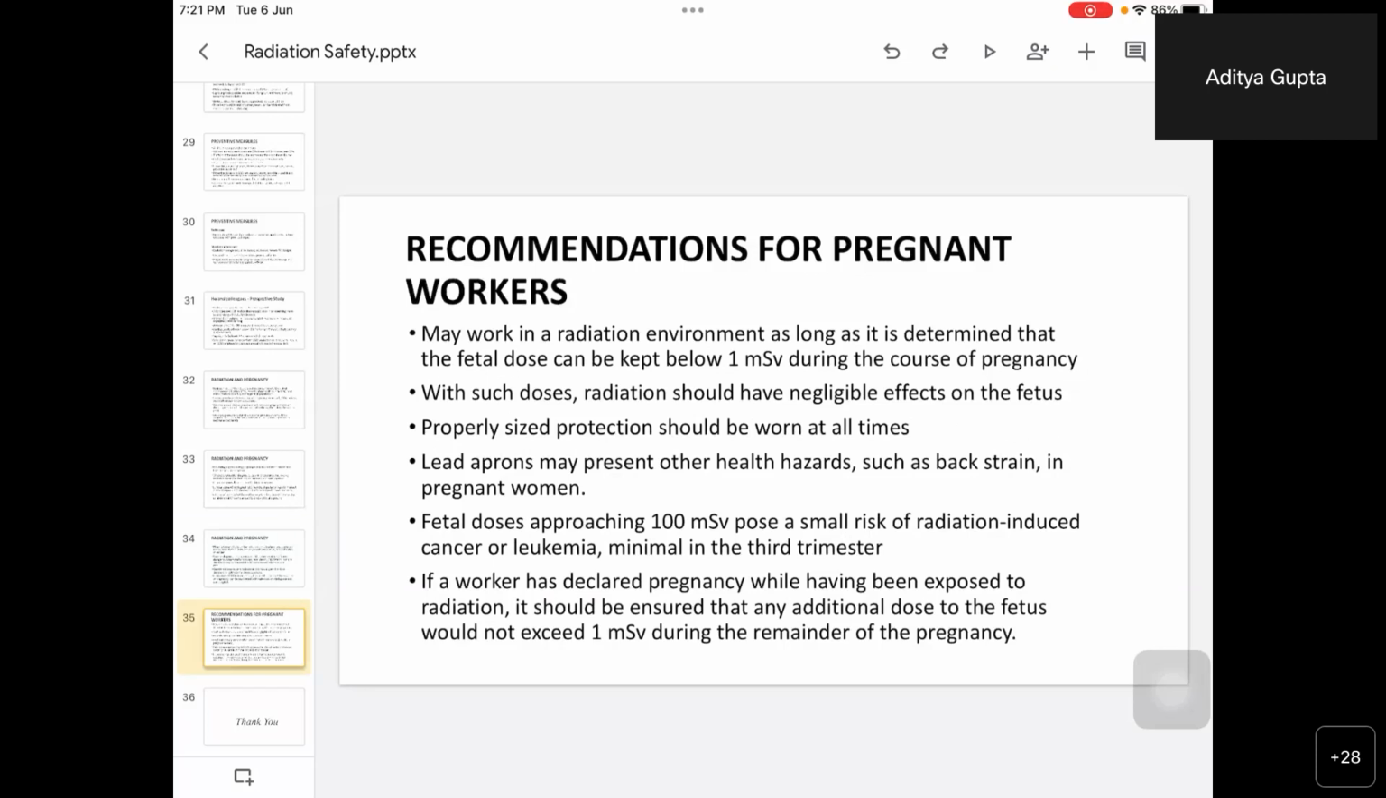Pregnant workers may work in a radiation environment as long as it is determined that the fetal dose can be kept below 1 millisievert during the course of the pregnancy. With such doses, radiation should have negligible effects on the fetus. Properly sized protection should be worn at all times. But these lead aprons may present other health hazards to the pregnant woman, such as back strain. Fetal doses approaching 100 millisievert pose a small risk of radiation-induced cancer or leukemia, which is minimal in the third trimester. And if a worker declares pregnancy after having been exposed to radiation, it should be ensured that any additional dose to the fetus does not exceed 1 millisievert during the remainder of the pregnancy.